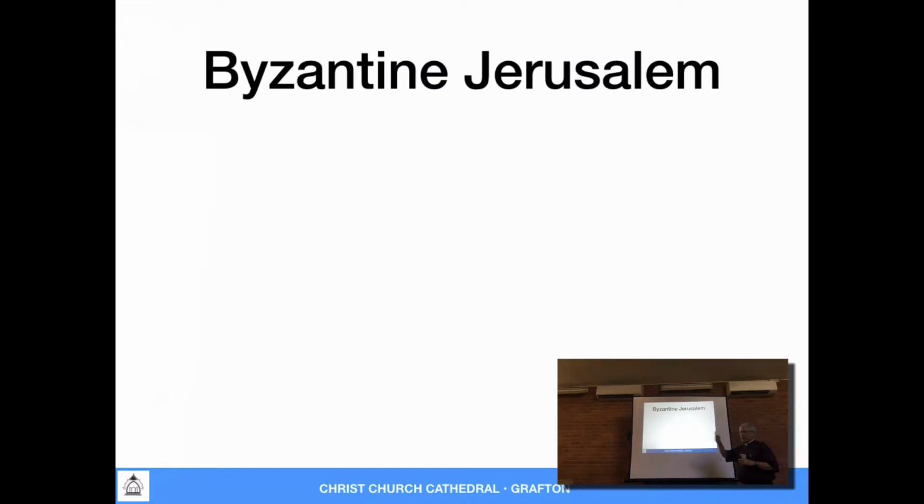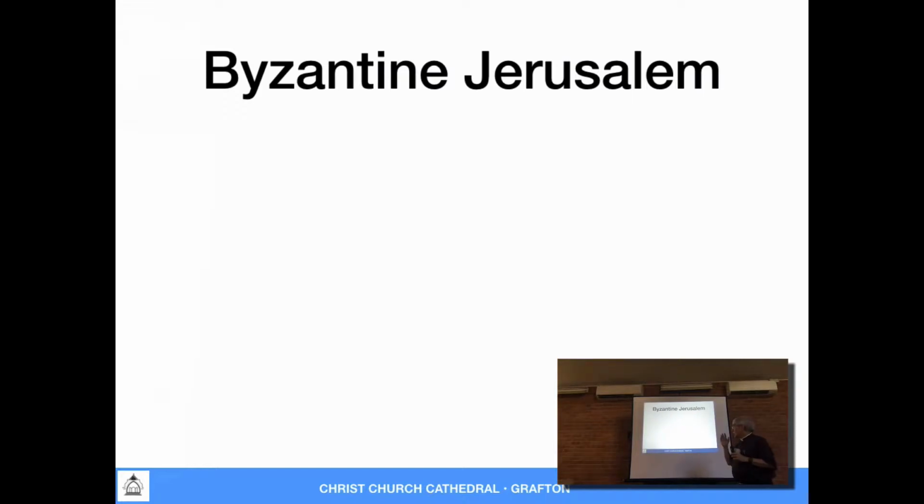Okay, so when we talk about Byzantine Jerusalem, eventually the Roman Empire becomes called the Byzantine Empire. But really it starts with Constantine, and so the late Roman Empire and the early Byzantine Empire are sort of the same thing. And it's about the centre of gravity of the empire moving to the east.